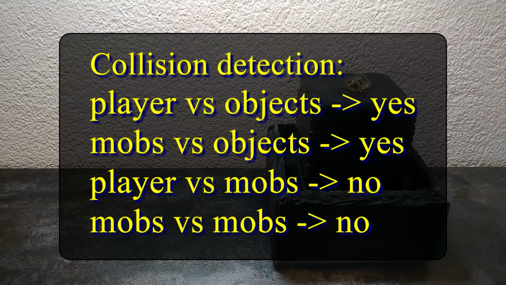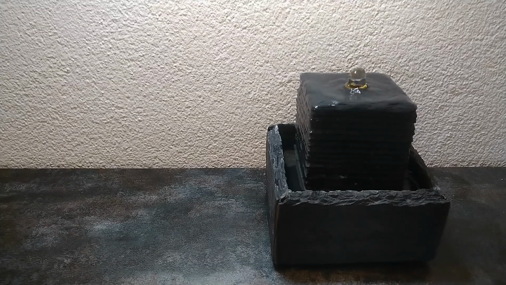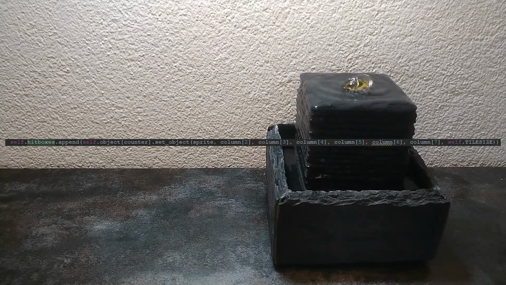The other place where I implemented collision is between the player and the objects. I plan on making the collision of the objects interact with the player and the mobs. But there will be no interaction between the mobs themselves, or between the player and the mobs. Since I haven't implemented any mobs yet, I can only show how the collision between the player and the objects works. When I start up the game, I load all hitboxes of the objects into a list.